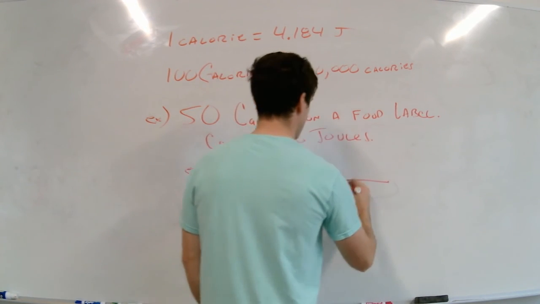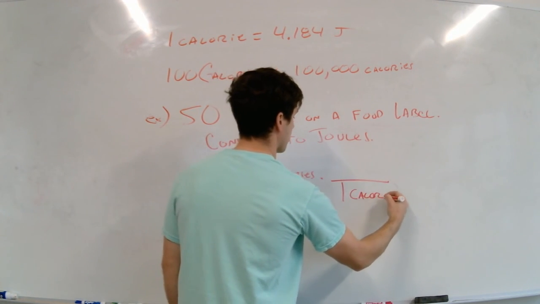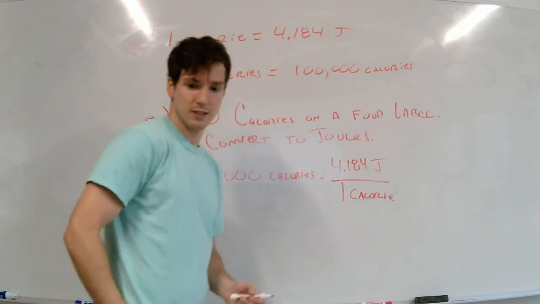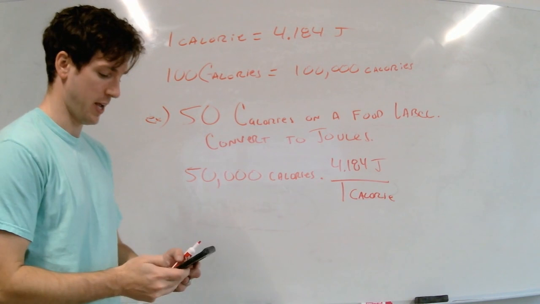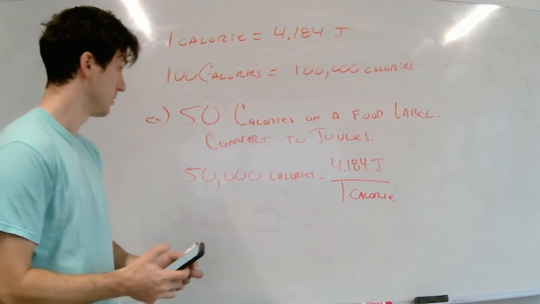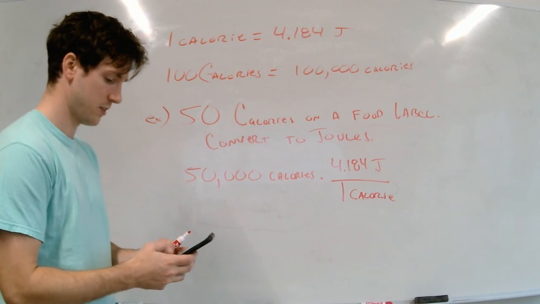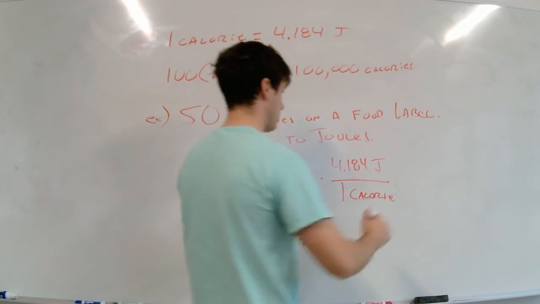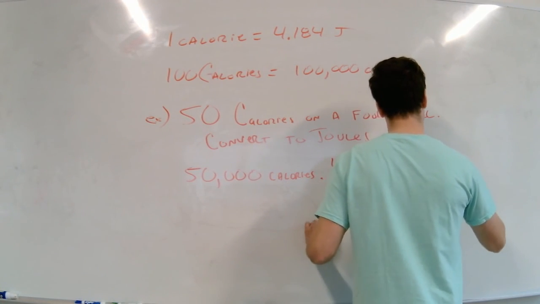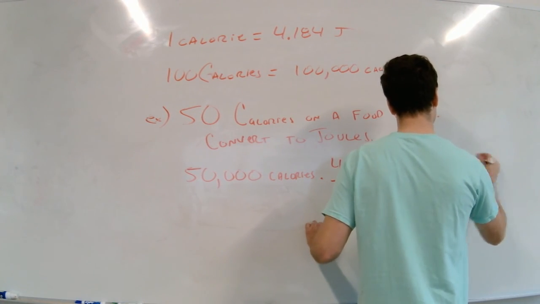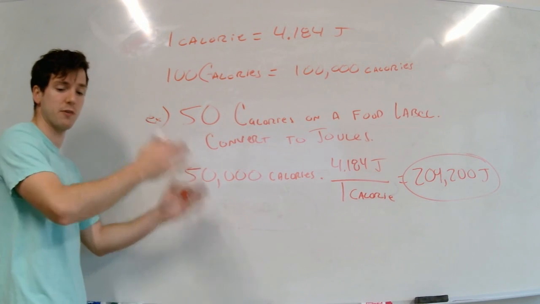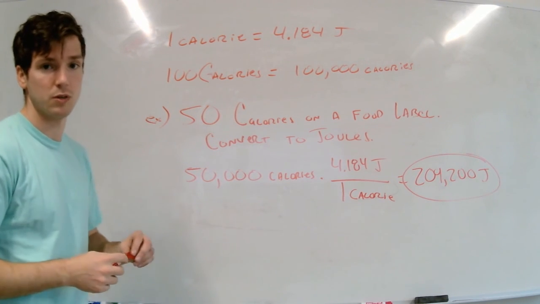So what we'll do is we'll go ahead and do our conversion again. For every 1 calorie, 4.184 joules. And I got my handy dandy calculator here. Let's go 50,000 times 4.184, 209,200 joules. Okay, so that's all I'm going to be asking you as far as converting from calories to joules.